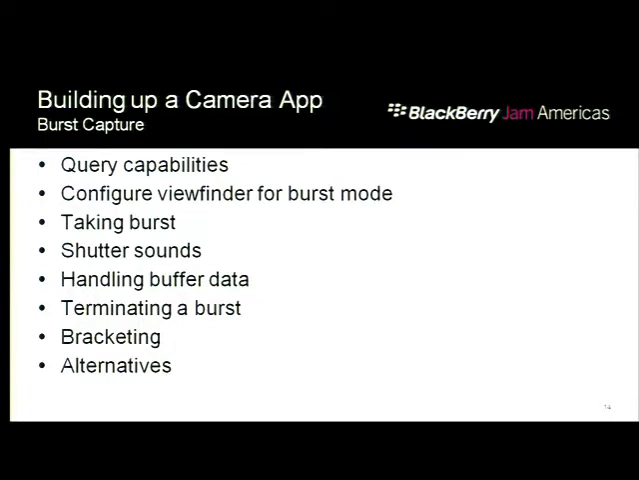So very similar, you're going to configure the viewfinder for burst mode. You're going to call camera take burst to take a fixed length burst. So you can say I want only a 10 frame burst. It will run. The API is very similar to take photo. It has the same number of callbacks. It will just invoke a shutter callback 10 times. It'll invoke the still callback 10 times, and so on and so forth.